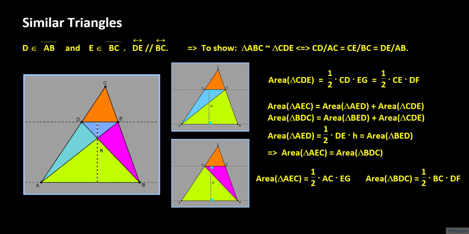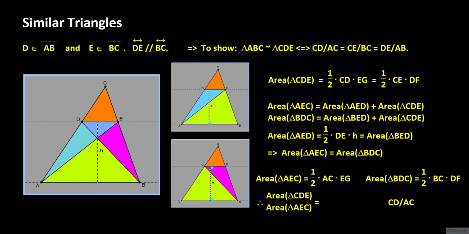Now we divide equals by equals. For the first fraction, we divide this area of triangle CDE by the area of triangle AEC. And so 1/2 and EG cancel out, leaving us CD divided by AC.